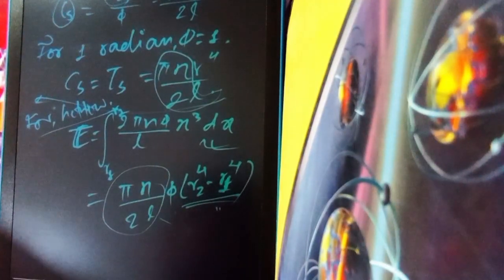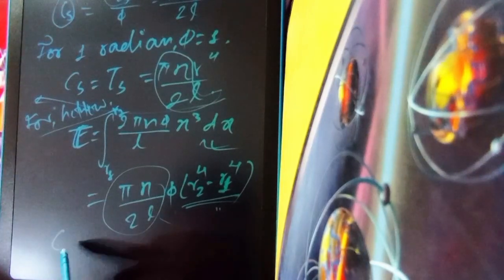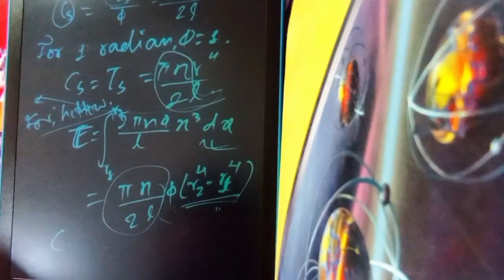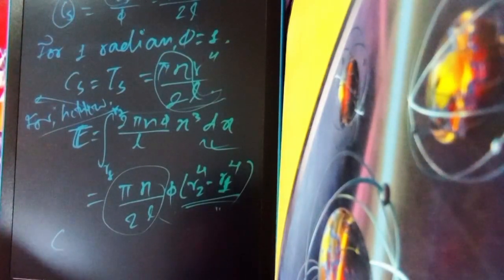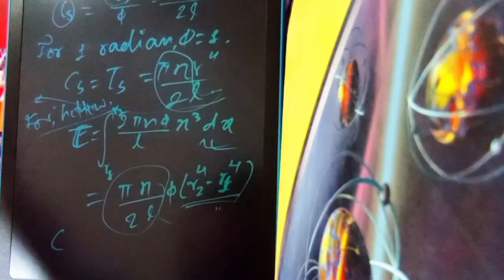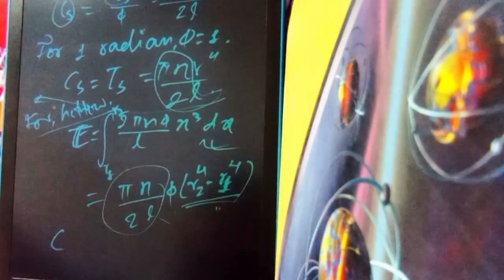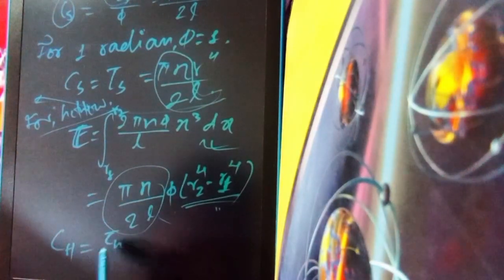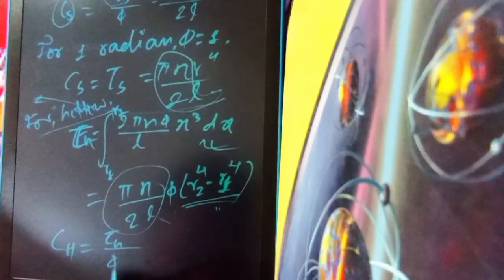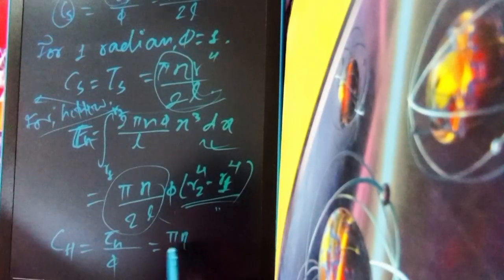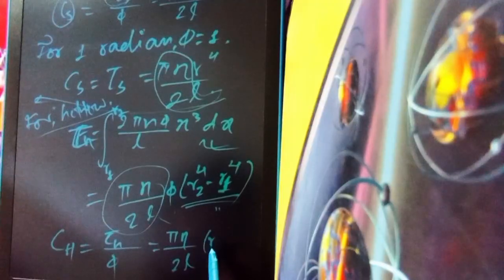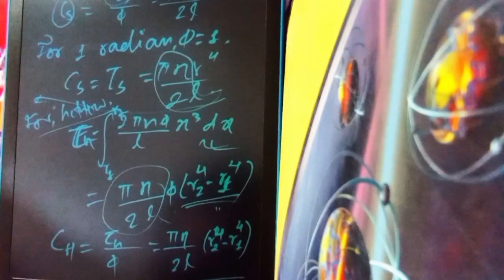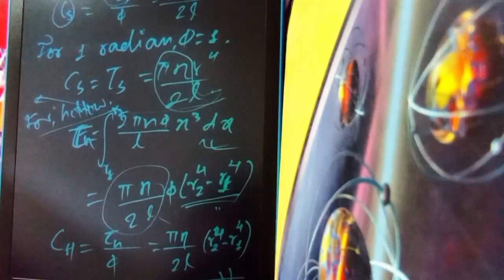And again, for the torsional rigidity of the hollow cylinder, that is, C_S was for the solid cylinder, the cylinder which is not hollow. Now for hollow, we will denote it C_H. C_H is tau_H by phi, which will be equal to pi eta by 2l, and phi will be cancelled out, times r2 power 4 minus r1 power 4. And this will be the expression of the torsional rigidity of the hollow cylinder.